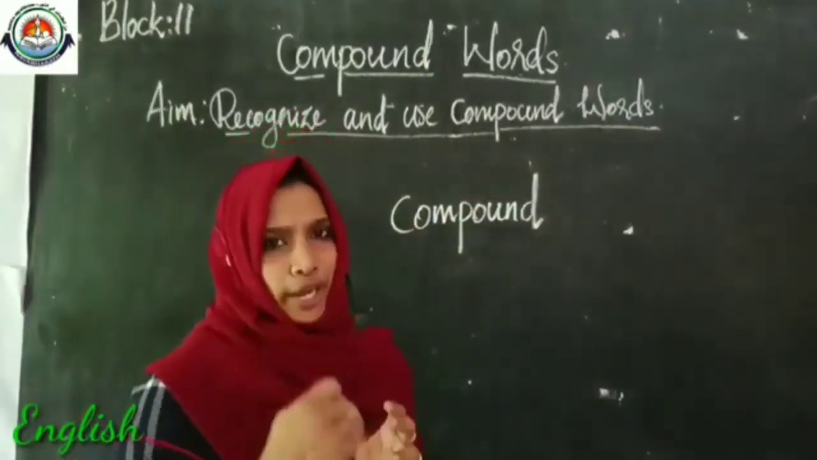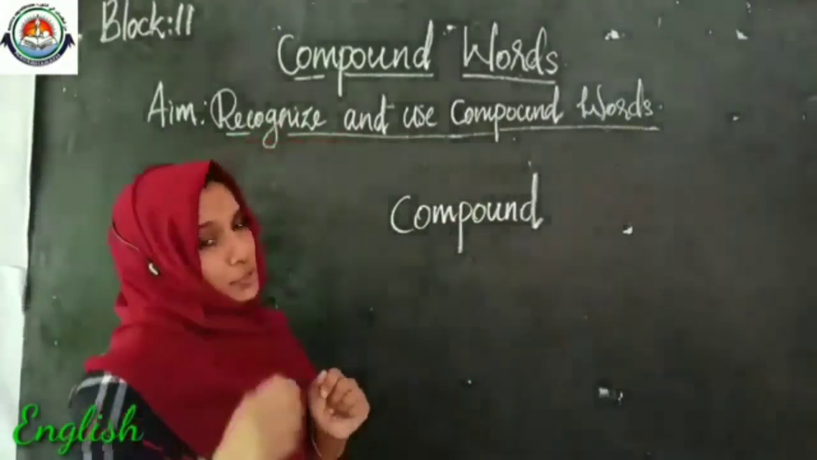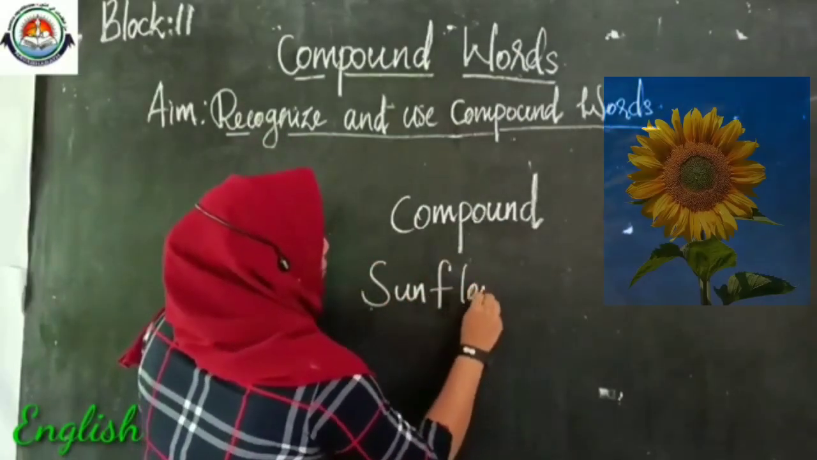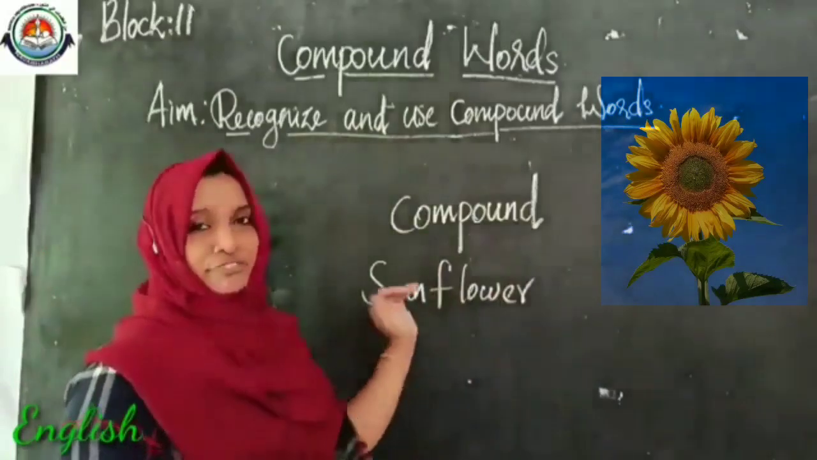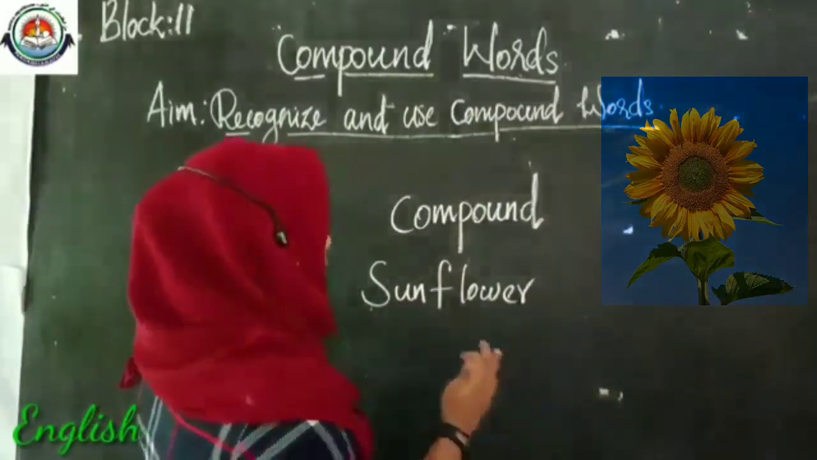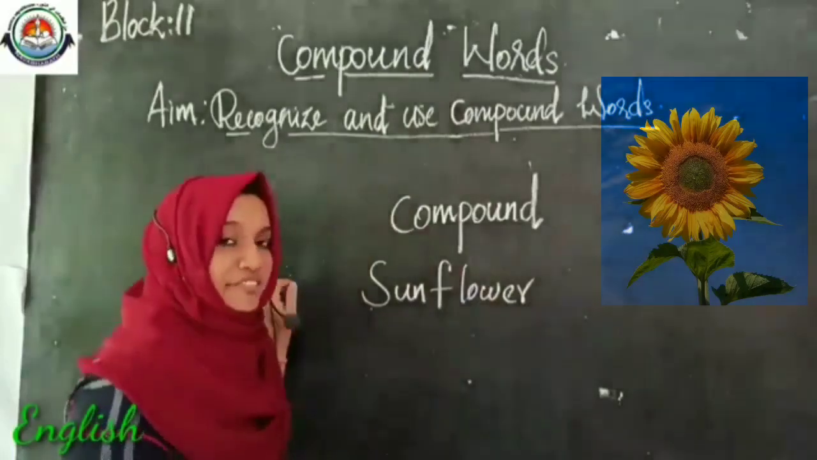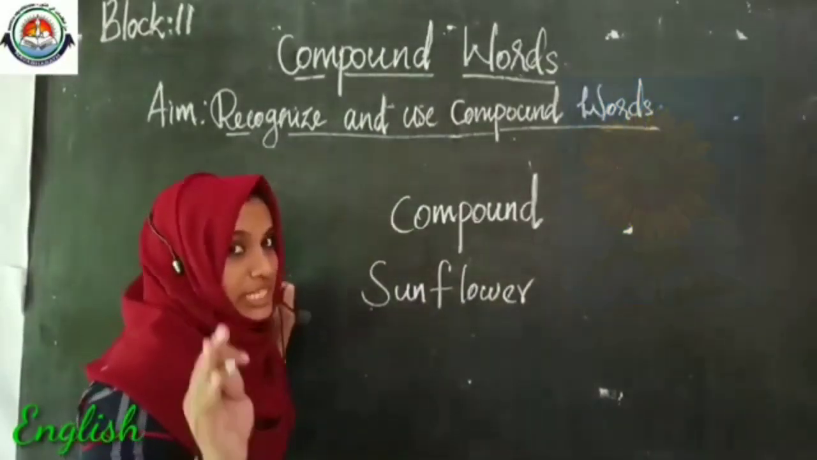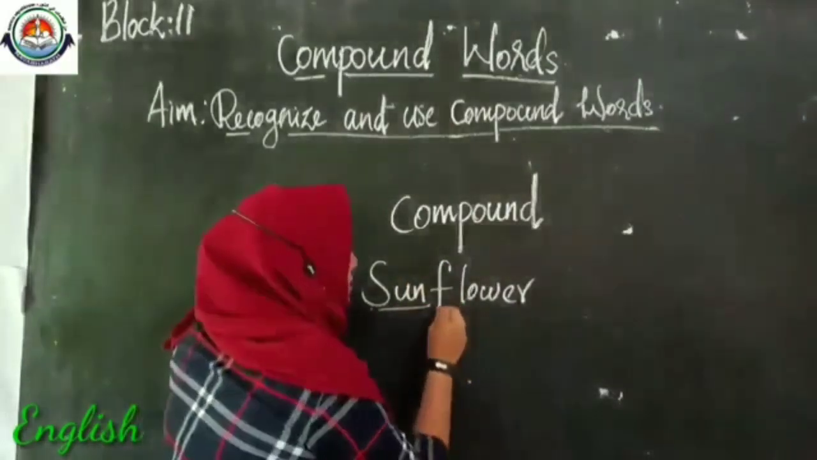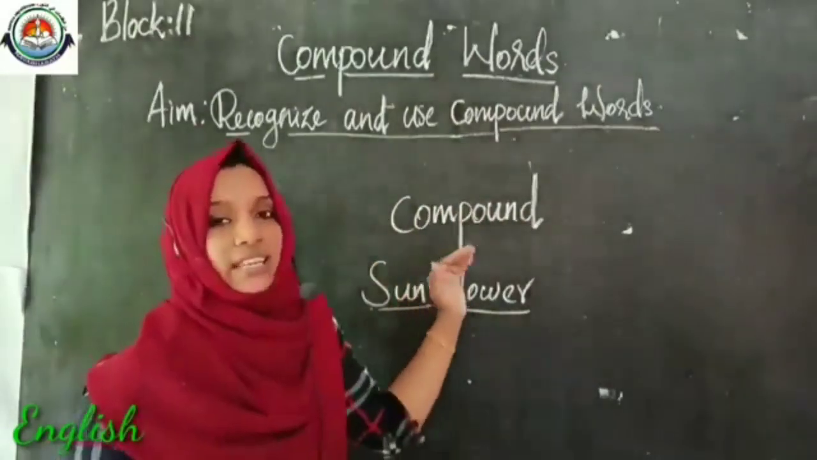It is to join two things. For example, like I'm giving you one word, it is sunflower. My favorite flower is sunflower. So, dears, how many words can you see here in this one word, sunflower? Yes, we can see two words. Which are they? It is sun and the another one it is flower. Two words we can see in this word.